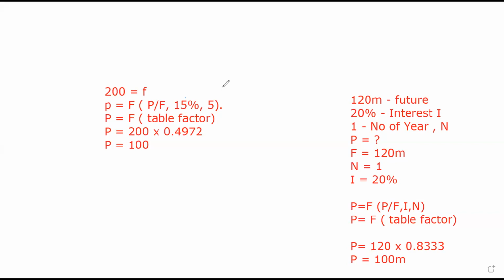From that question, what are we giving and what are we looking for? Now remember, you are either giving the present value, the future value, the annual worth, the N, or the I. So tell me which ones are present. I, we know.